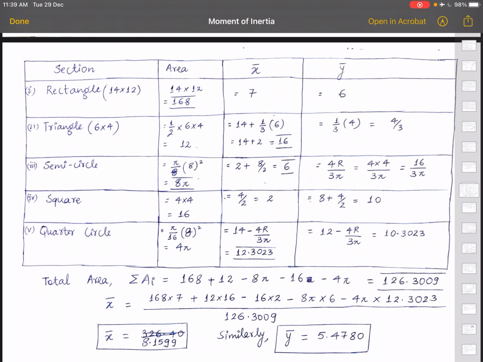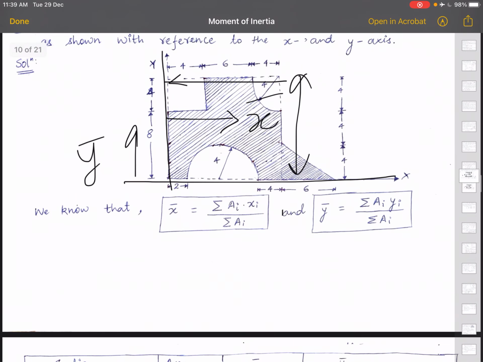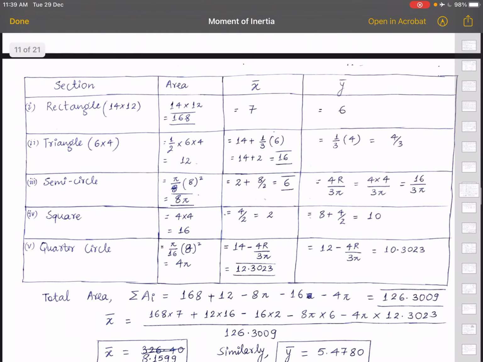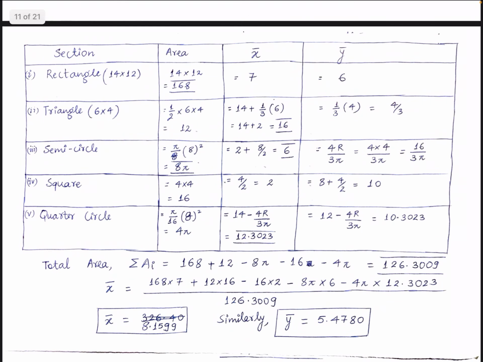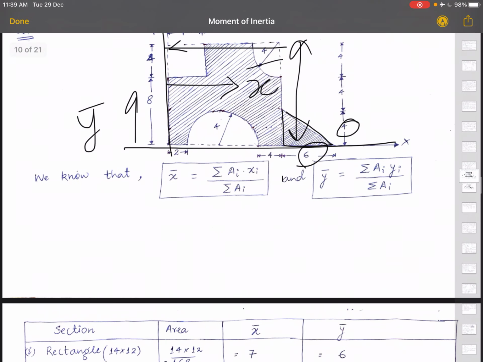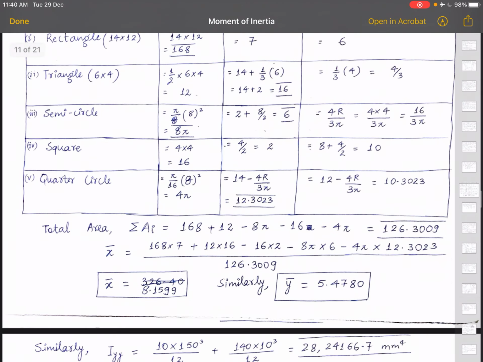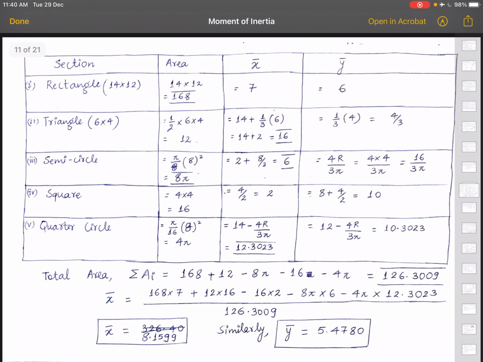and y bar is 12 by 2, that is 6. For the triangular portion, this triangle we are talking about, this is 6, this is 4 and this is 6. So the area will be half times base into height, that is coming out to be 12, and actually 14 is up to this point, so 14 plus 1 by 3 of 6, so it is coming out to be 16, and y bar is 1 by 3 of 4, that is 4 by 3.